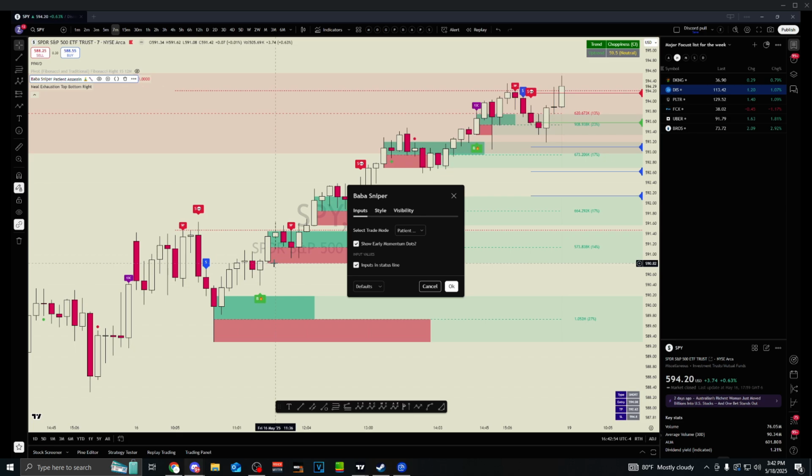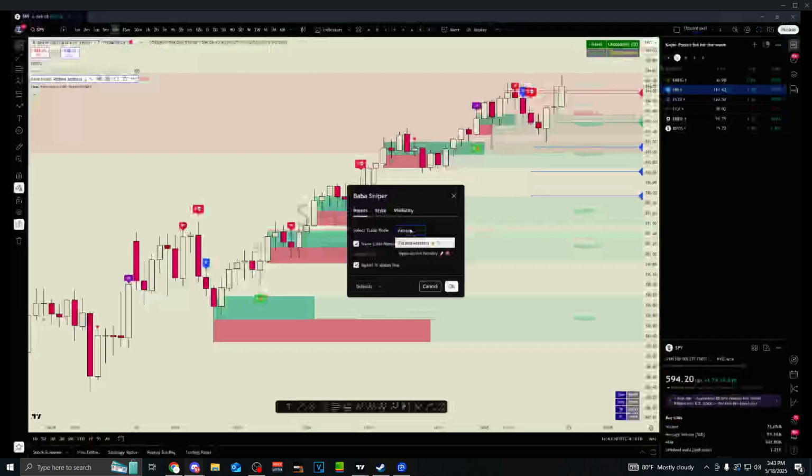Let me show you guys how I use the Baba Sniper. There are two different modes. The first mode is Patient Assassin. I created this one for swing trading, or if I'm just day trading, I can take one or two contracts, chill out for the whole day, and sell at the end of the day. That was the whole reason. And Hyperactive Monkey is for scalping, scalping like crazy.